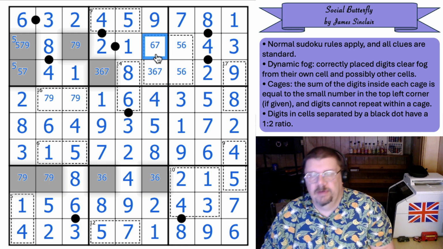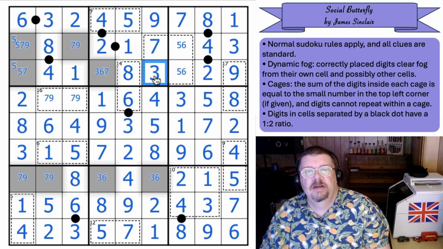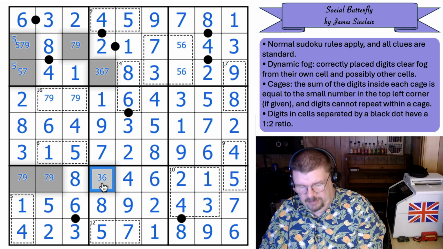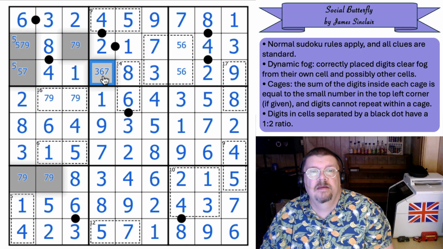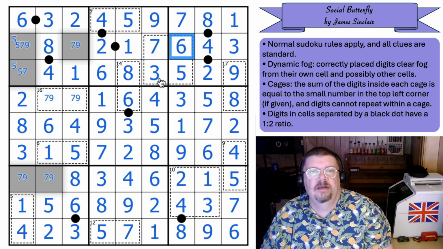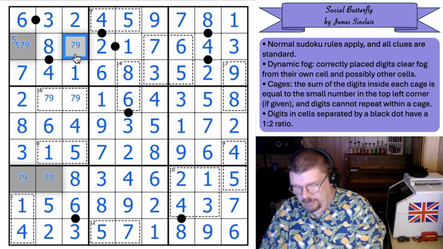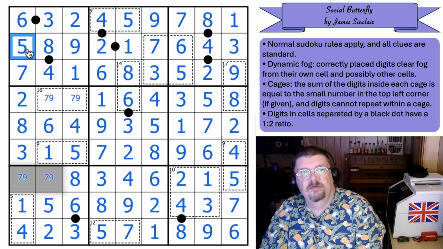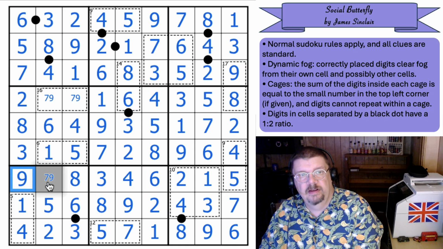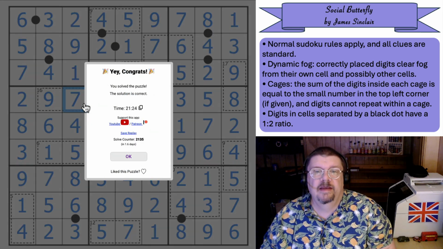So 5, 6 means that that is 7, and that is 3. That makes that 6, and that 3. That is 6 to complete the box. I now get a 5 here, a 6 here. The 5 looks back over here. That is a 7, making this 9. This 5. This 7 looks down. I get a 9 there, a 7 there, a 9 there, and a 7 there.